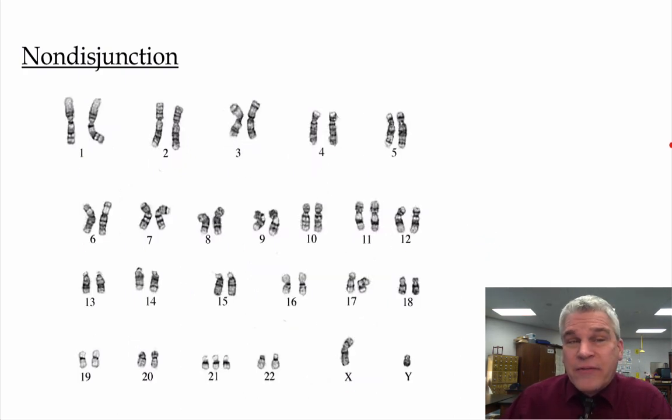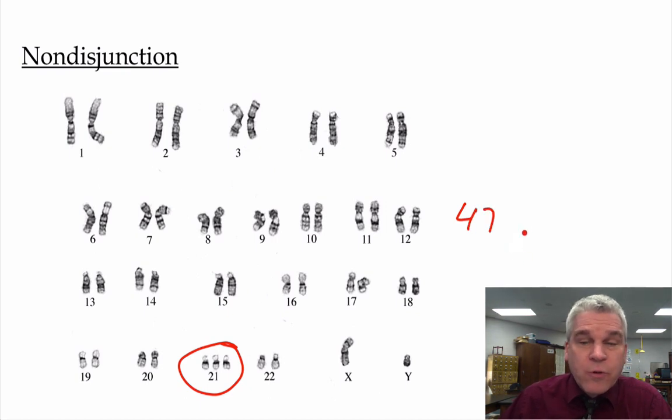Another common example of non-disjunction is, again, we can look to see that there are 2 chromosomes at every number except at number 21. So this person would have 47 chromosomes. They would, in this case, be a male, and they have that extra chromosome at number 21. This is known as Down syndrome. Typically, having an extra chromosome at number 21, the person does survive. If this were to happen at any other numbered chromosome, they almost never survive.